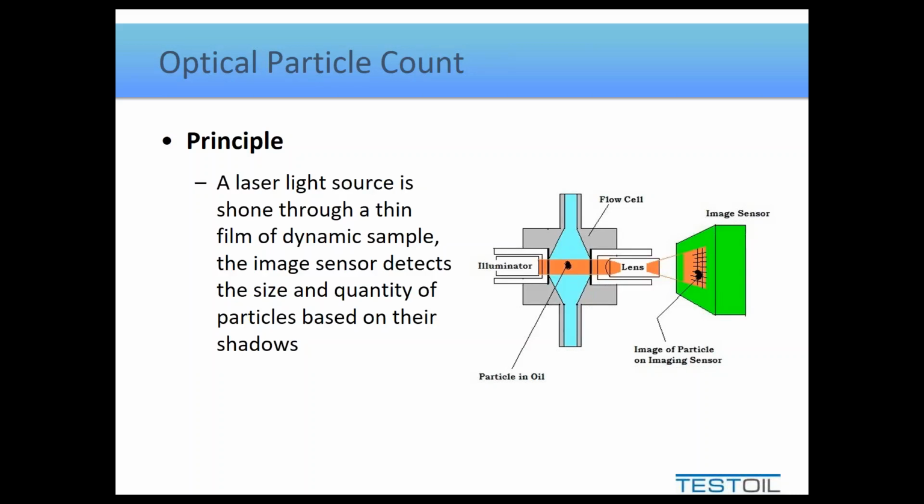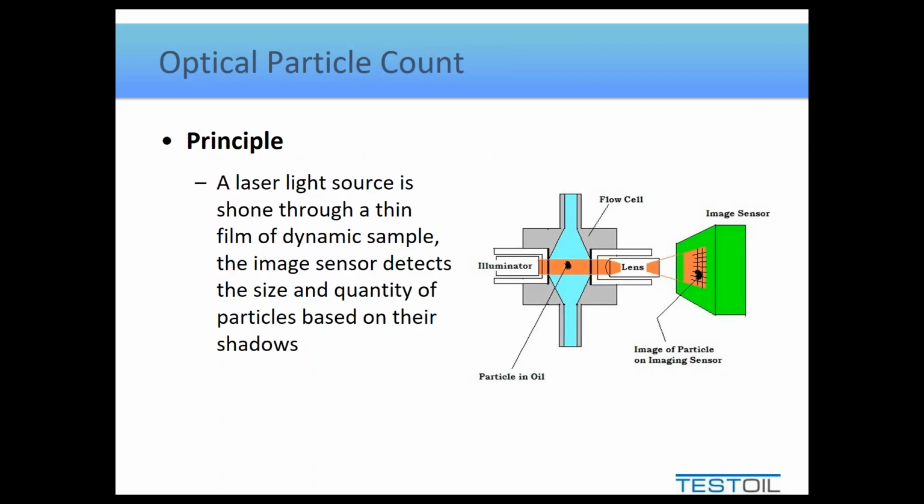So by counting and sizing the shadows, it has an idea as to how many and what size are the particles going by. The issue with the sizing and going by area is what we call spherical equivalency. If a particle goes by and it's 10 microns long and 1 micron wide, what the algorithms in the computer do is take that area and say, what is the largest circle, essentially a sphere, that would cast a shadow of that area. So a 10 micron by 1 micron particle goes by, it might get sized as 3 microns because a 3 micron diameter sphere would have the same area.